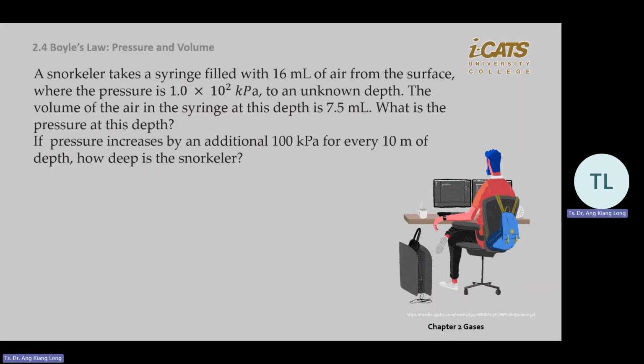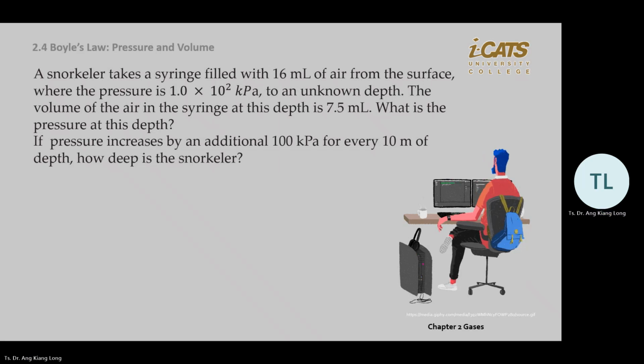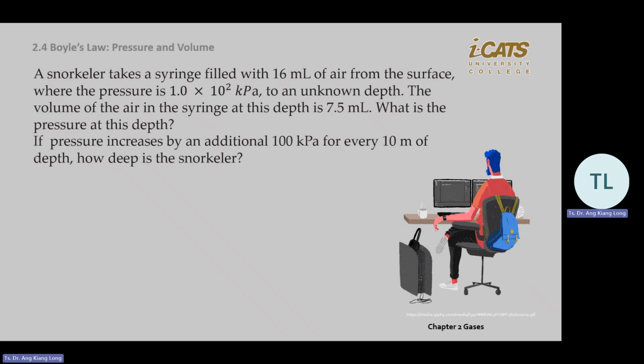Okay, another one, same, Boyle's law also. A snorkeler takes a syringe filled with 16 ml, milliliter, air from the surface with the pressure 2 kilopascal to an unknown depth. The volume of the air in the syringe at this depth is 75 ml. What is the pressure at that depth? If the pressure increased by additional 100 kilopascal every meter depth, how deep is the snorkeler? So this one is application of Boyle's law.